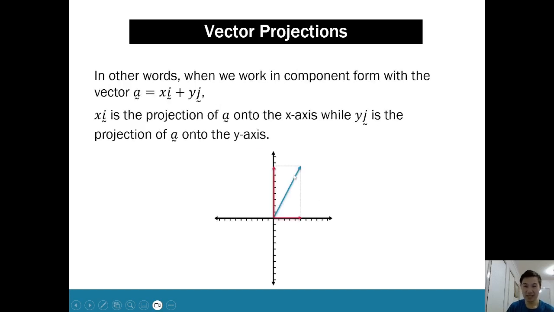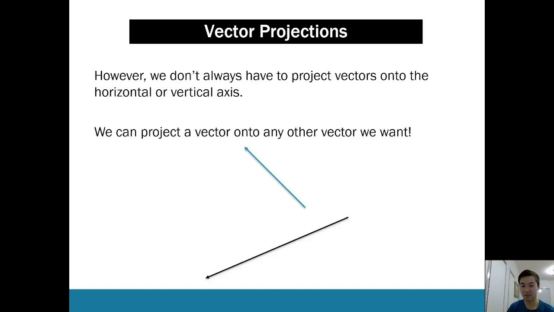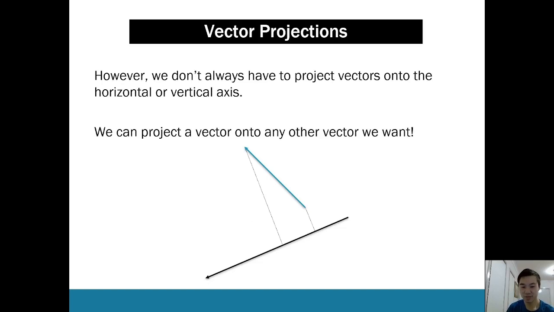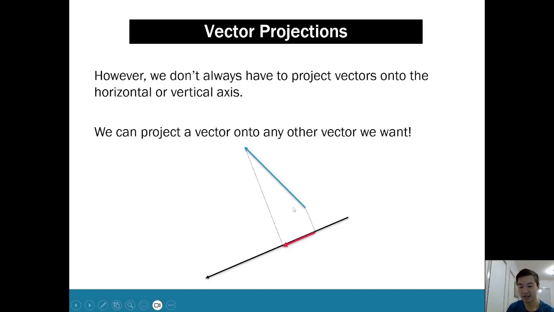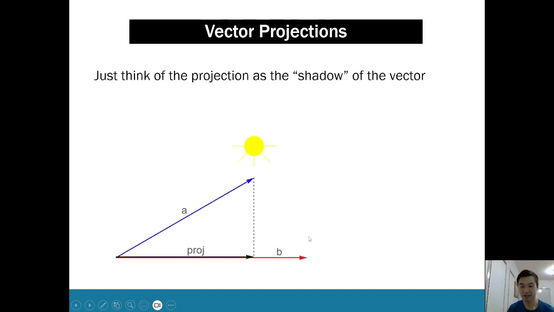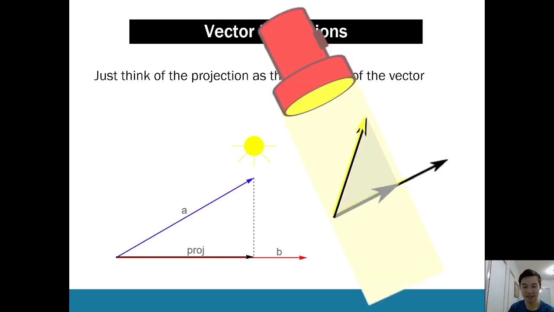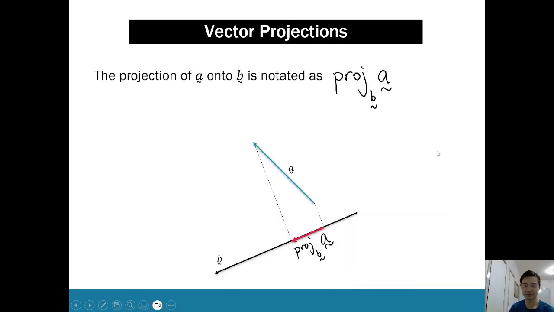However, we don't always need to project vectors onto the horizontal or vertical axis. You can actually project them onto any other vector we want. For example, here we can project this blue vector onto this black vector, and our projection will be this red vector. The way to visualize a projection is to think of it as the shadow of the vector. Just imagine you're shining a torch on the vector. The shadow here is the projection of this vector onto the other vector.